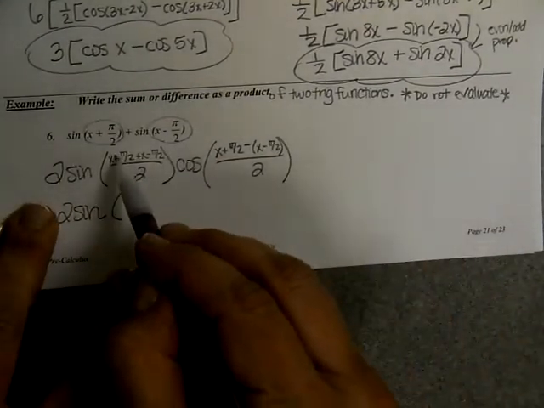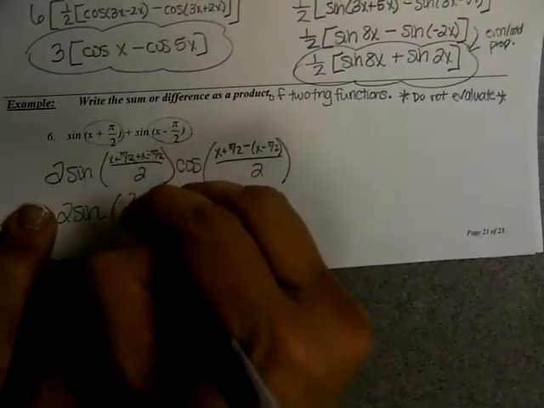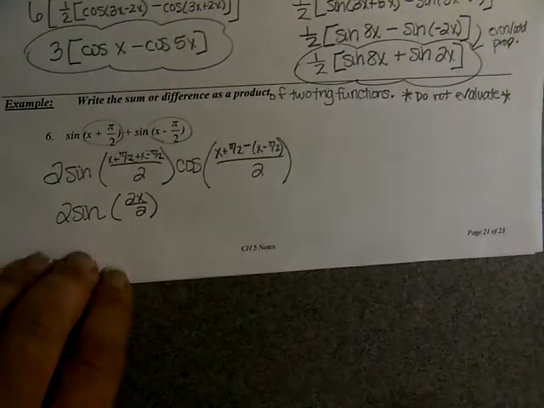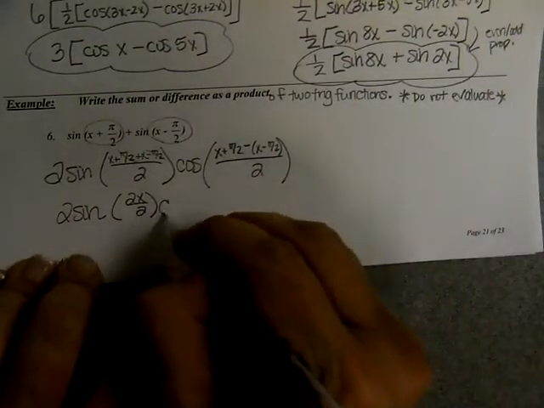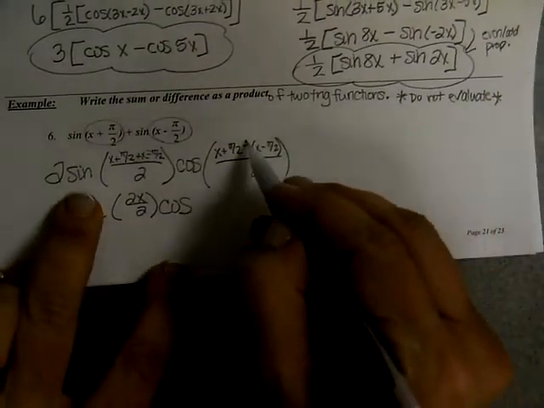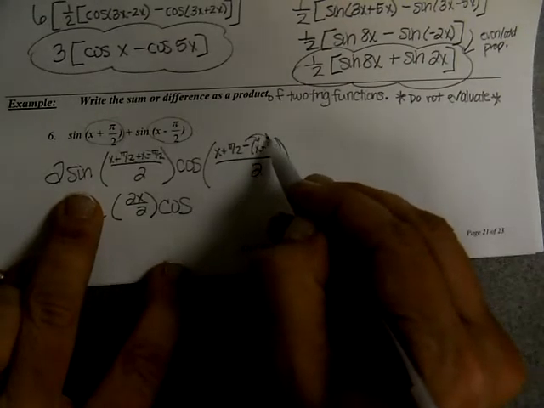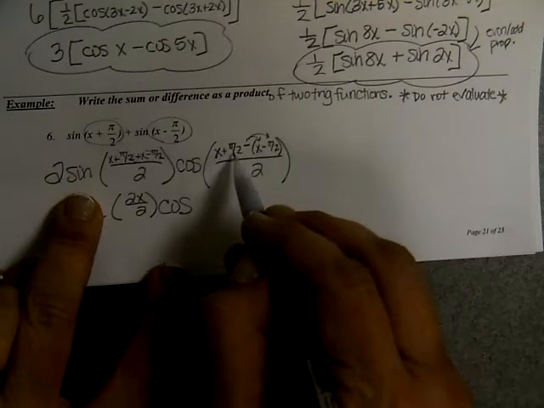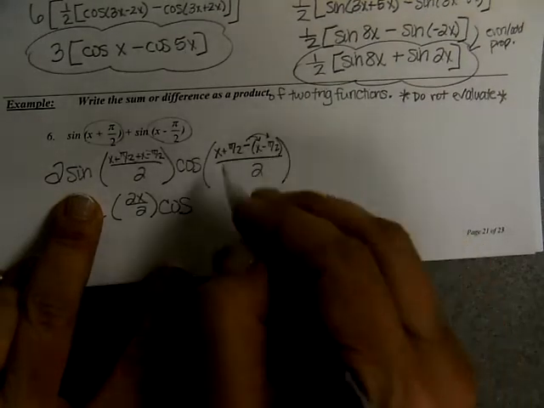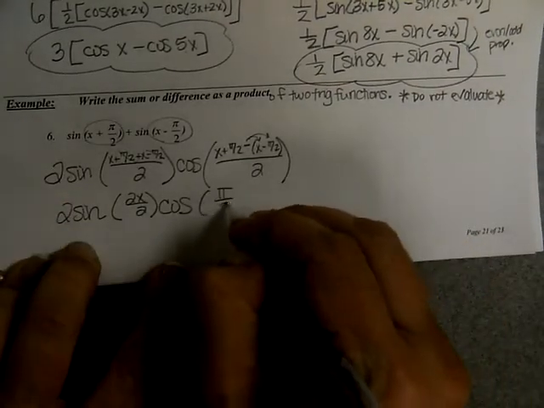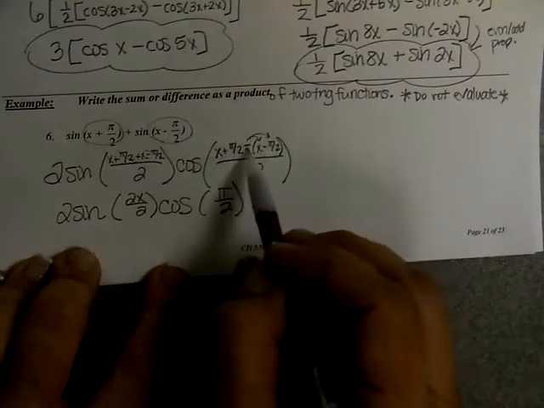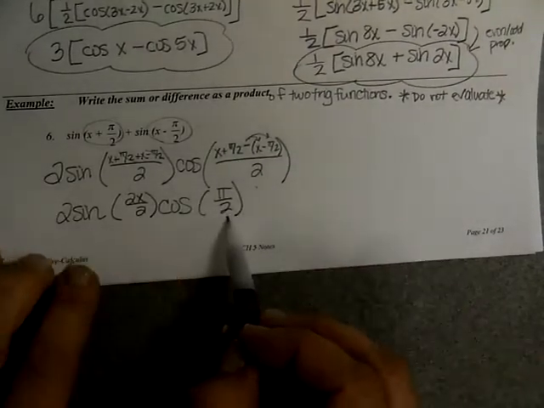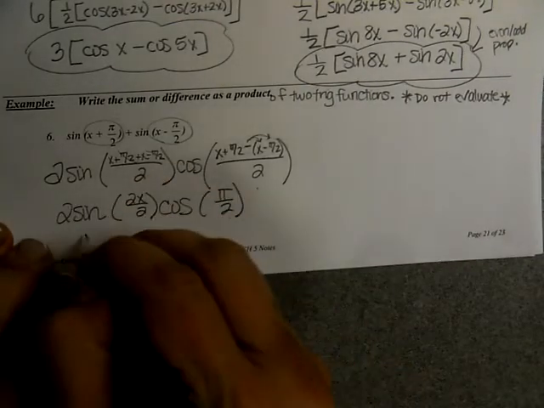Notice that the positive pi over 2 and negative pi over 2 cancel, so I really just have 2x over 2. And here, if I distribute this negative, I'm going to have x and negative x cancel. And then I have pi over 2 plus pi over 2, which is really just pi. And so then I have that pi in the numerator and the 2 in the denominator. And then I could simplify this a little bit.